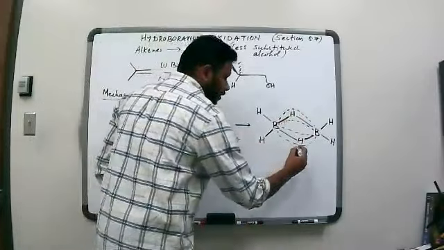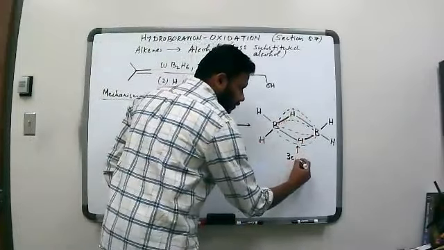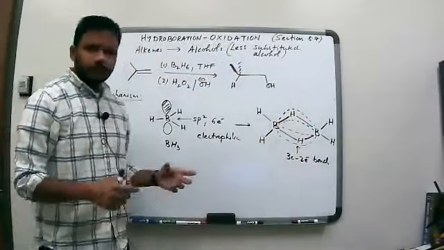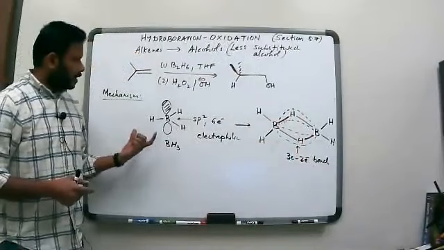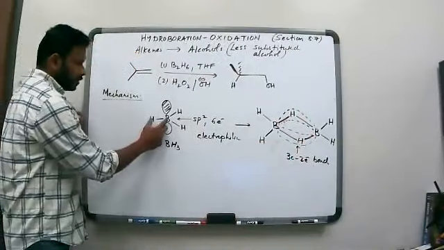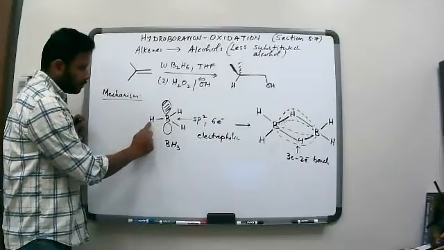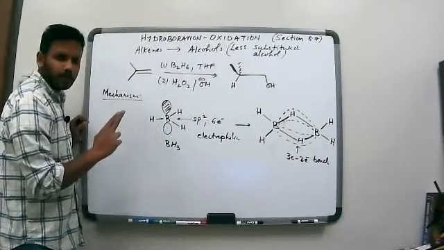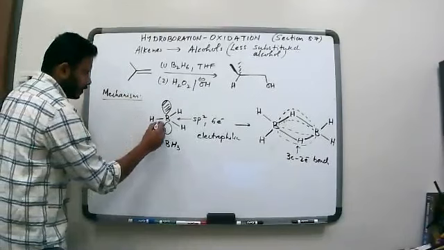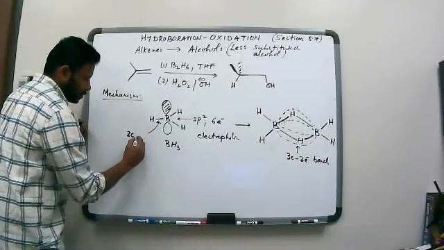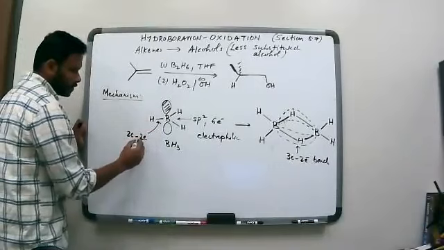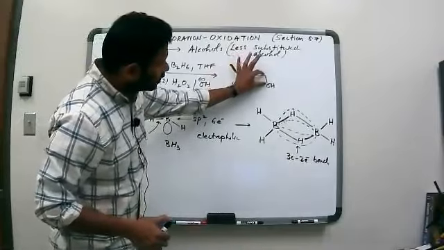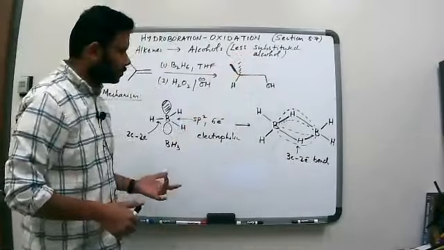Now this bond has a name, which is called a 3-center 2-electron bond. If you look at any regular bond, this bond here is between two atoms. So there are two centers, and the bond itself has two electrons in it. So you can say this is a two-center, two-electron bond, which is a regular sigma bond. And the same is true for any other bond. If you look at this bond here, that's two centers, two electrons. So it's a two-center, two-electron bond.